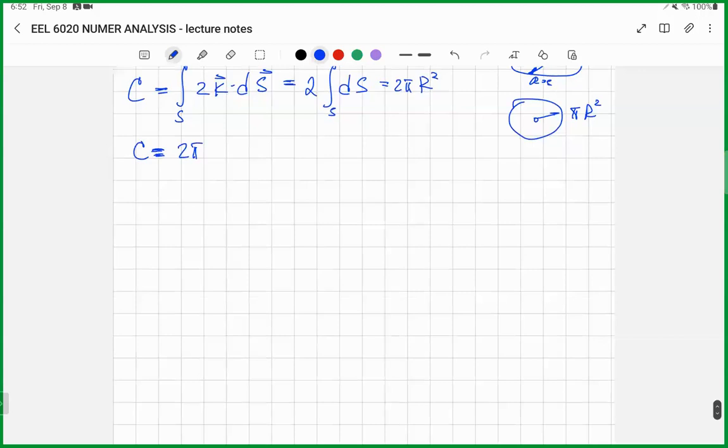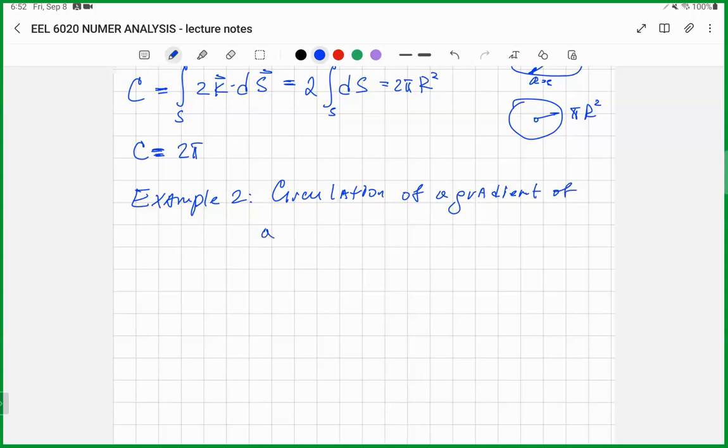So let's consider another example, example 2. Yeah, it's kind of interesting. So what is the circulation of a gradient of a scalar field?